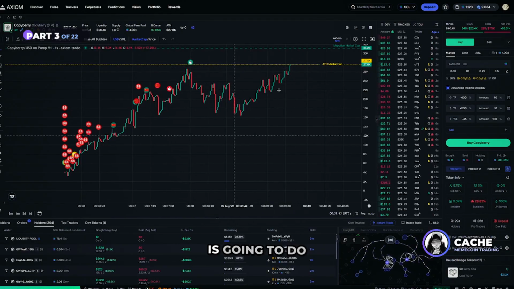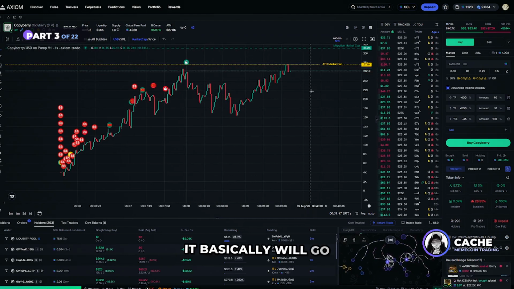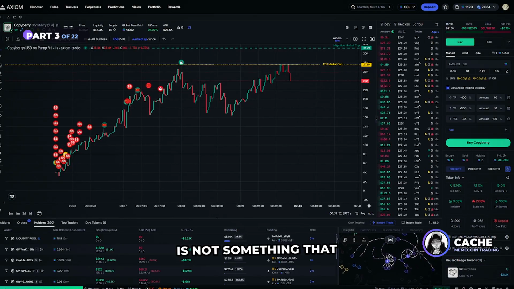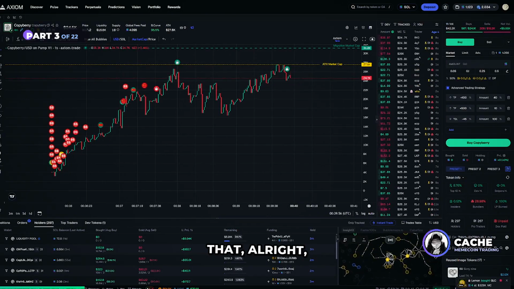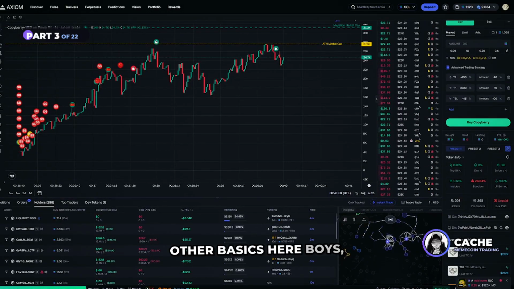All right, this is going to do whatever. It's going to bond, and it's eventually going to have a candle where it will basically go 90% down in 1 second, and that is not something that you want to get into. Trust me on that.